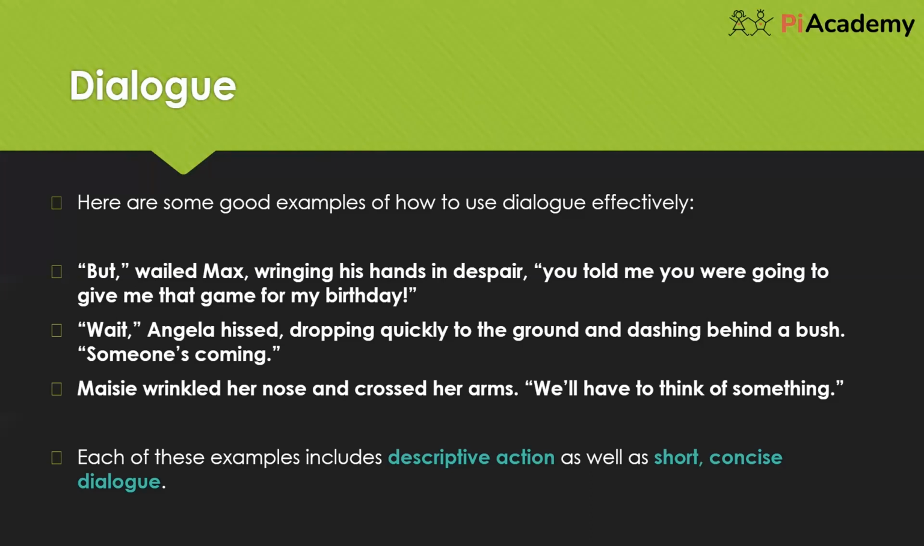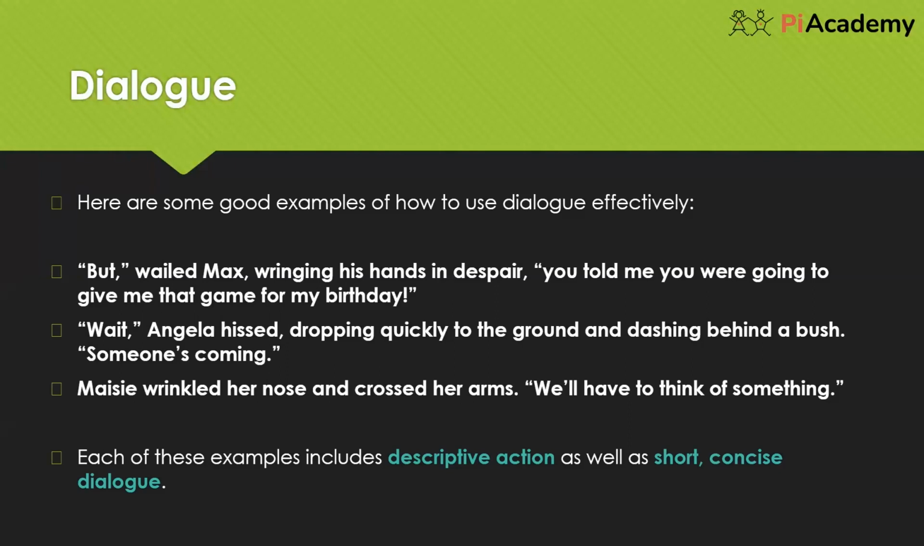Here's another one. "Wait," Angela hissed, dropping quickly to the ground and dashing behind a bush. "Someone's coming." So there, the dialogue is very minimal. It's only even 3 words, but it creates tension and it's being accompanied by more description as well. So that's a really good example.